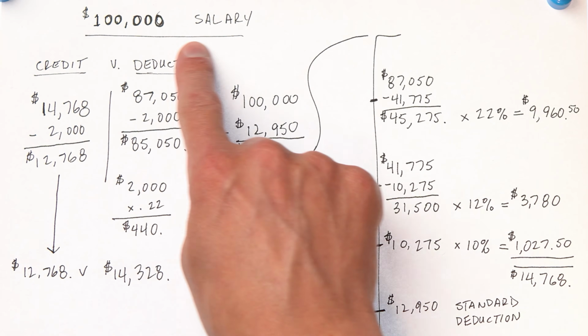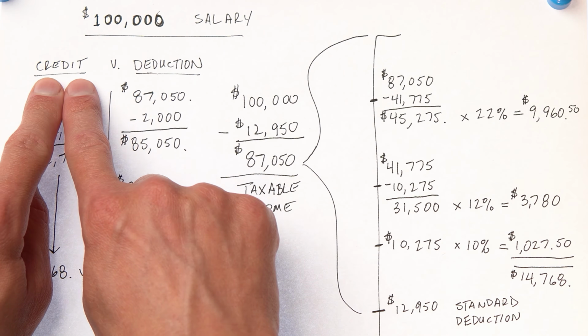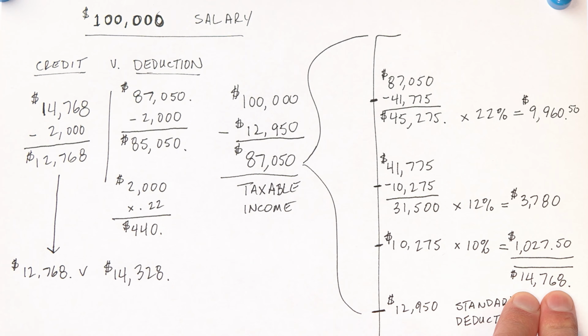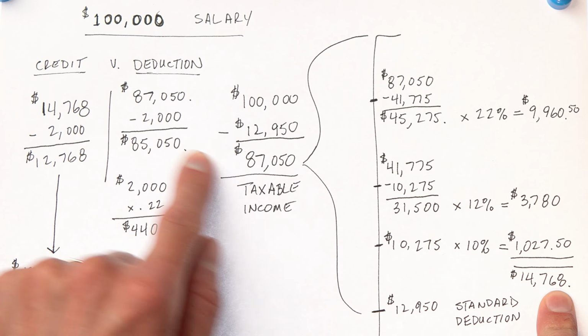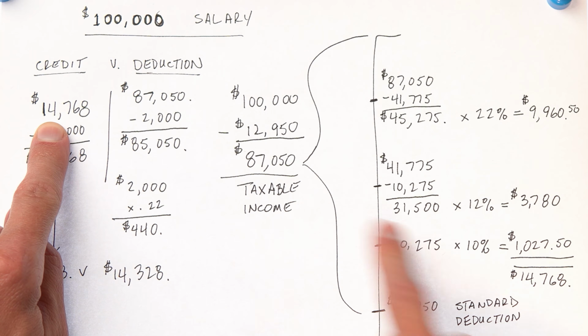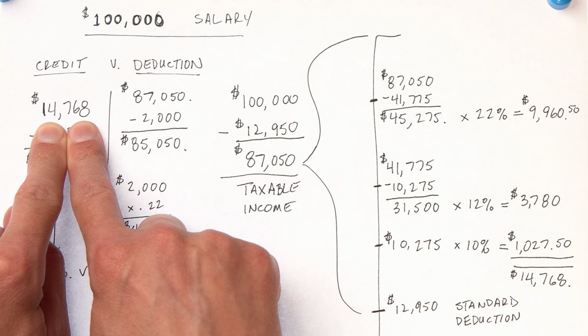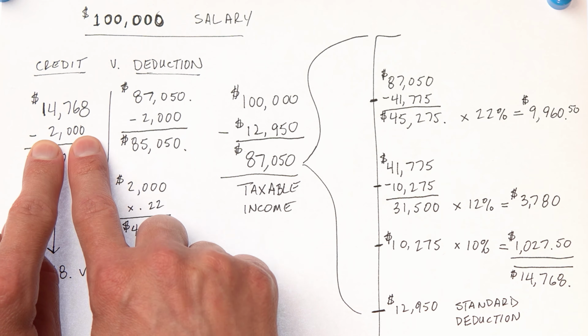Let's go back to the W4, to these 4 boxes, so I can explain how credits and deductions work and how they affect your taxes. Here's the same example of using a $100,000 salary, and we're going to look at our credits versus our deductions. Now we're going to take our tax liability of $14,768 and rewrite it here. A tax credit reduces your tax liability dollar for dollar.